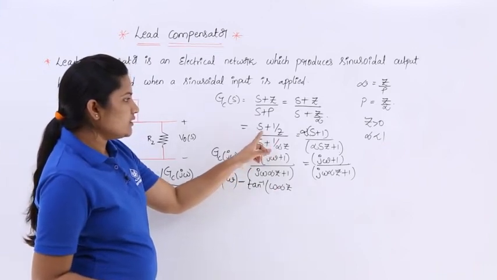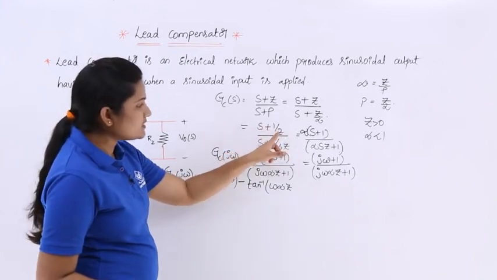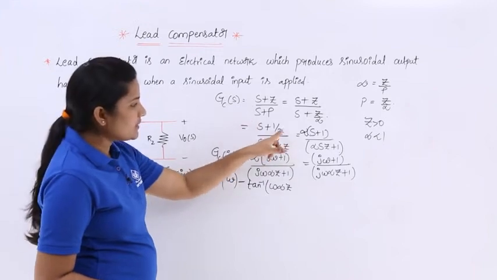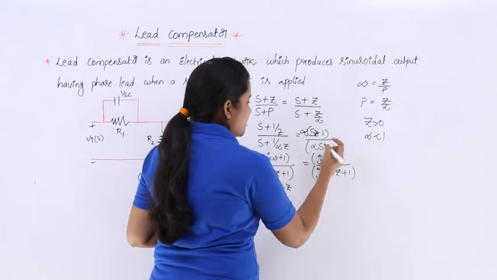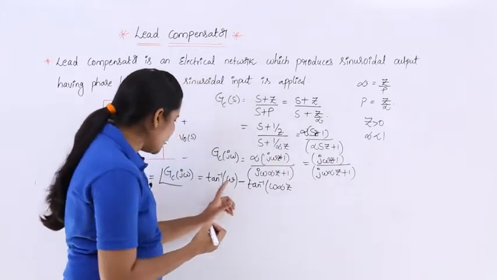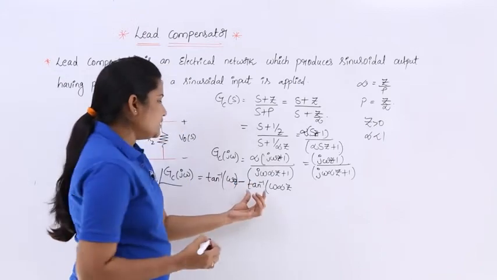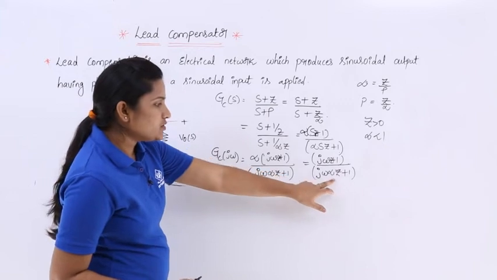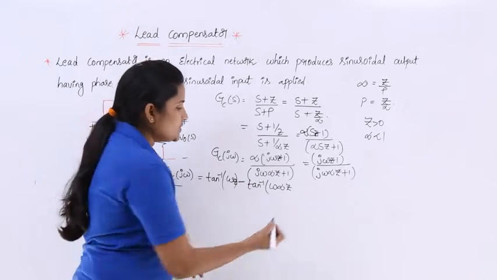Here we forgot something to write. When you are taking it like this, you need to write s z plus 1 by alpha s z plus 1, so here you have another z. We forgot to write this z, no problem. So when you write it, the numerator is tan inverse omega z, and the denominator is minus tan inverse of omega alpha z divided by 1. The j coefficient is omega alpha z and the real term is 1.